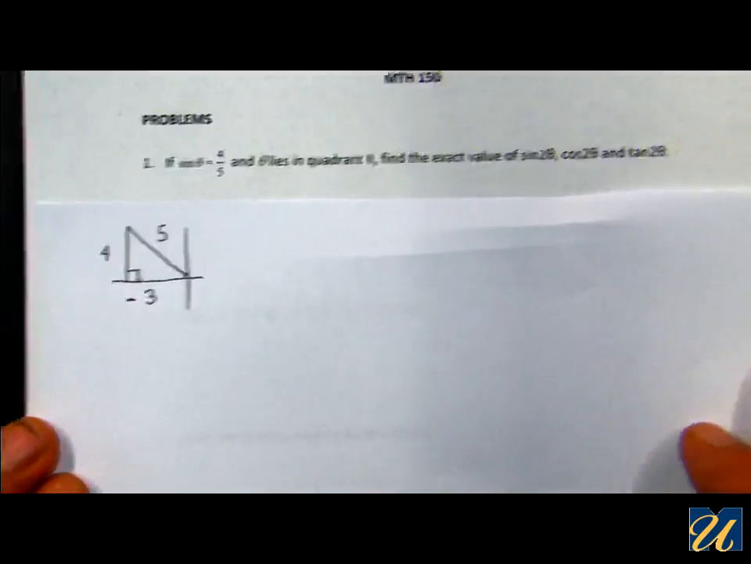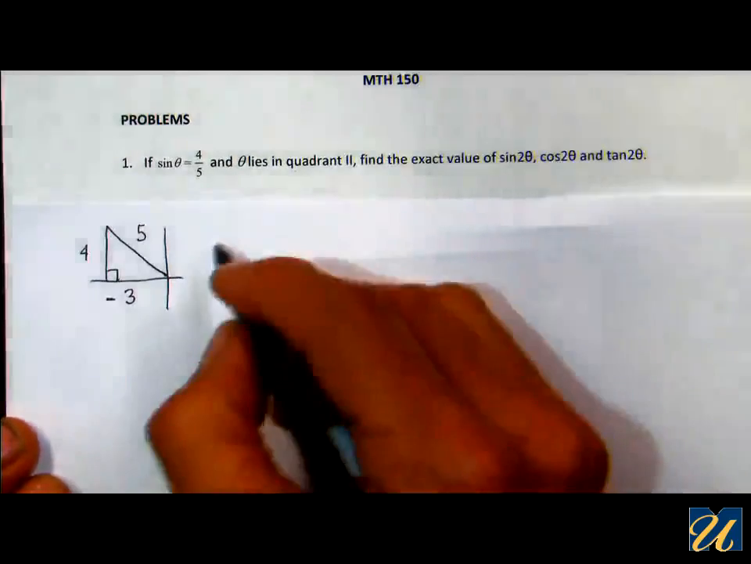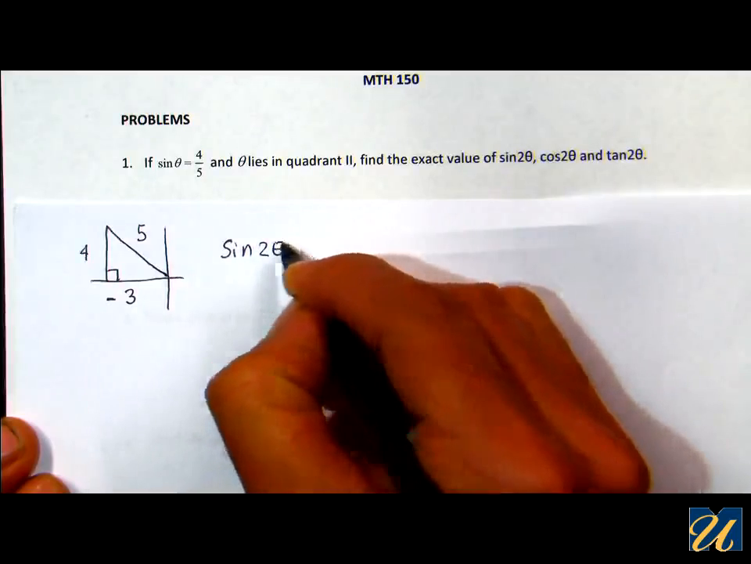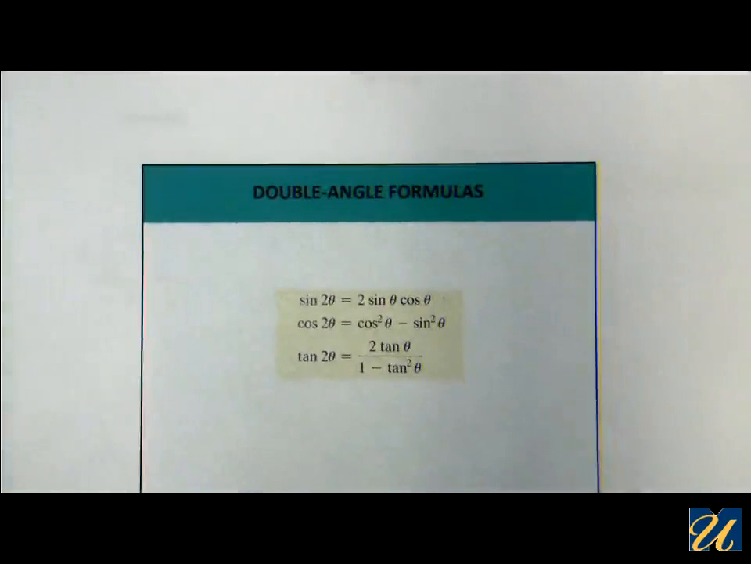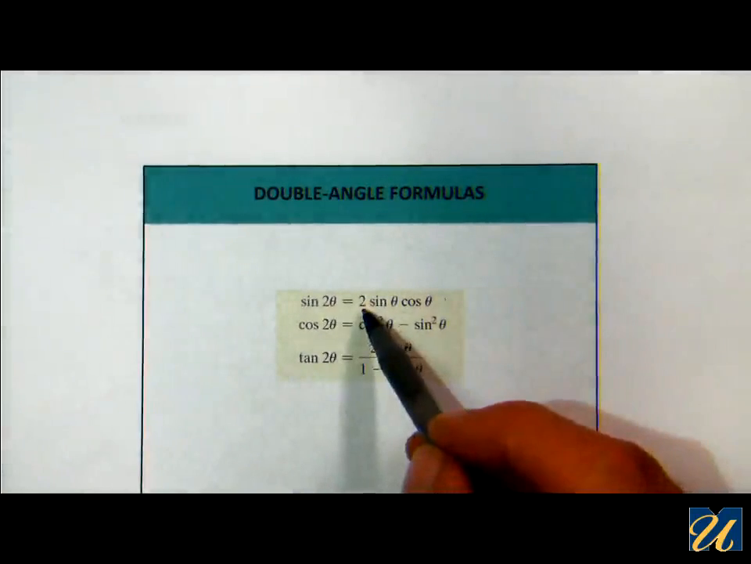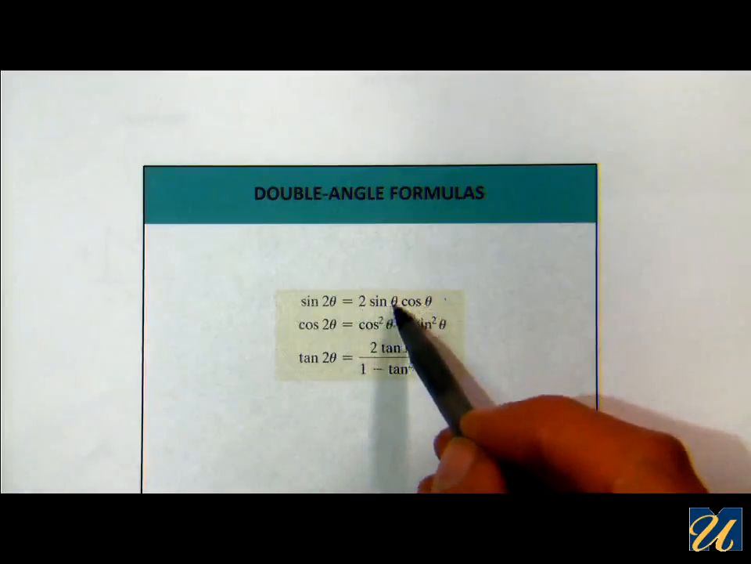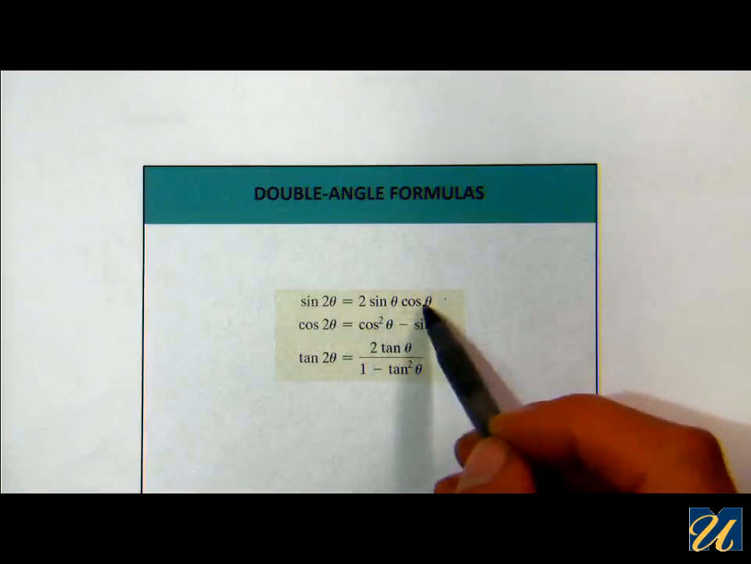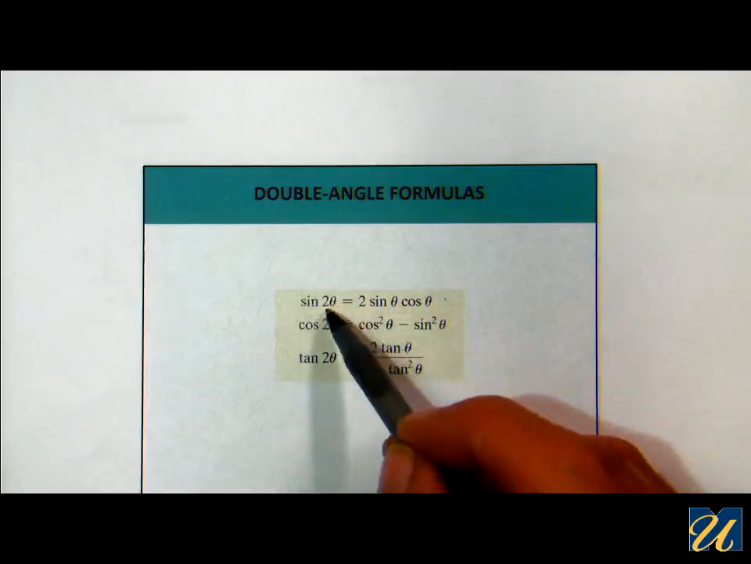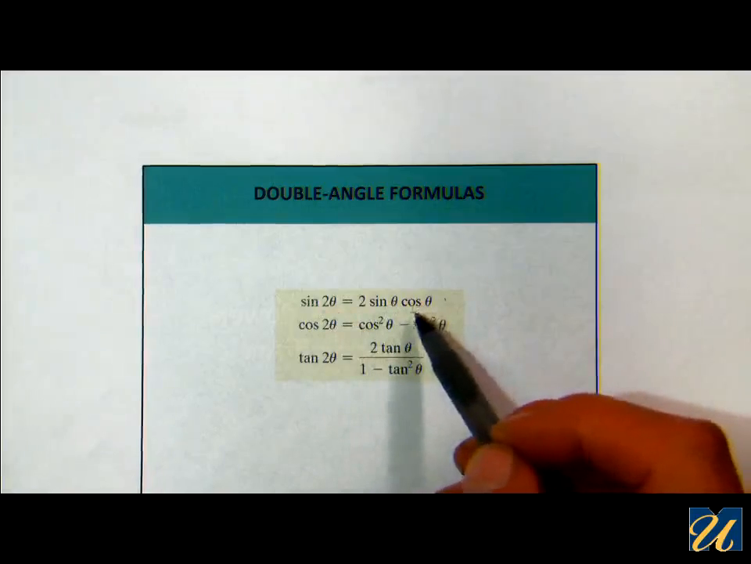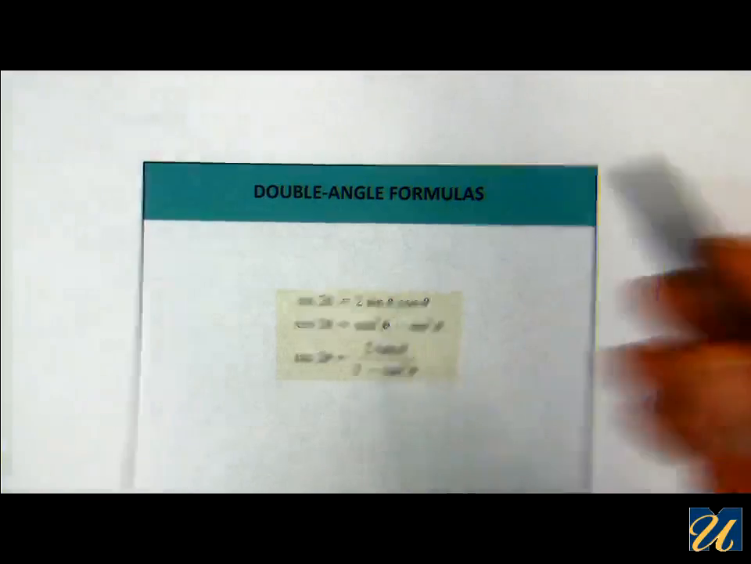Find the exact value of 3 different things. So we need sine 2 theta. Sine 2 theta by our formula sheet here is 2 times the sine theta times the cosine theta. Notice these are single angles, which we know. So we're getting a double angle value based on single values of the angle theta. 2 sine theta cos theta.